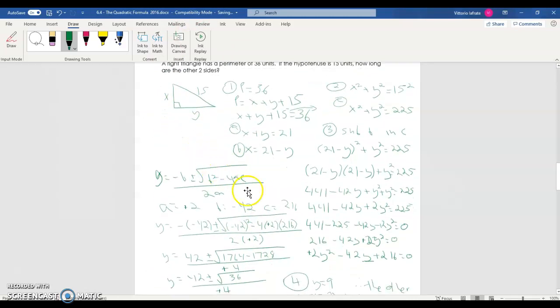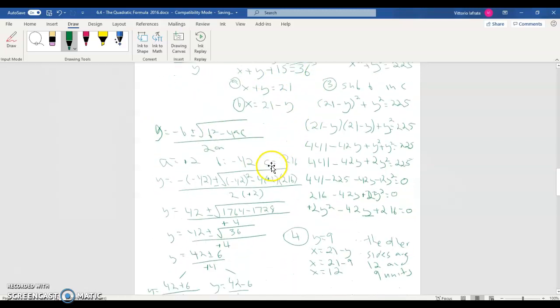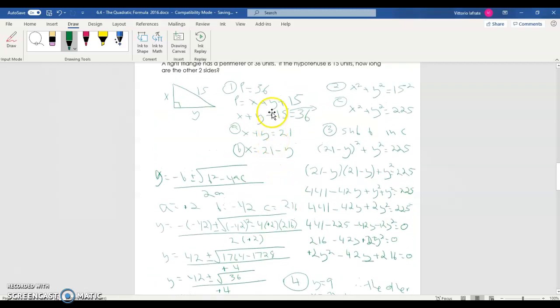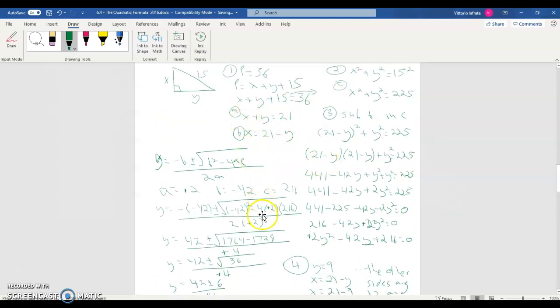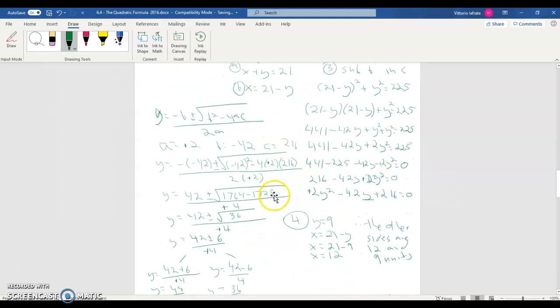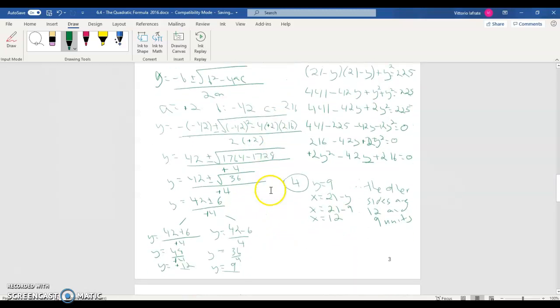You can also check your perimeter as well to see if that makes sense. So 9 plus 12 is 21, plus 15 is 36. That works out as well. You can't just do guess and check. You need to make sure that you solve it for this particular system of equations as opposed to just guessing and checking random numbers. So that is our general process for doing a question like this.